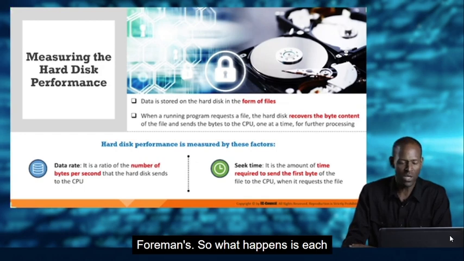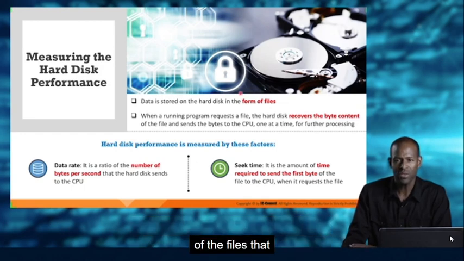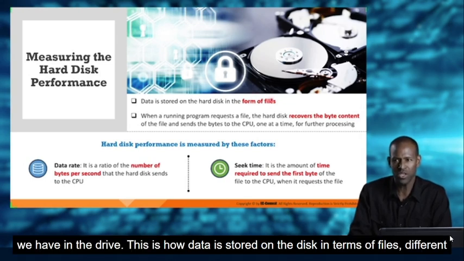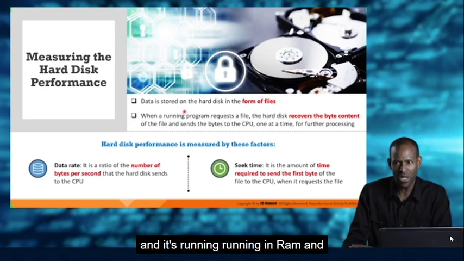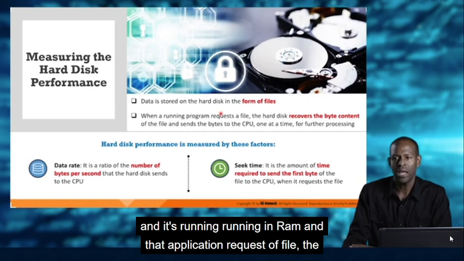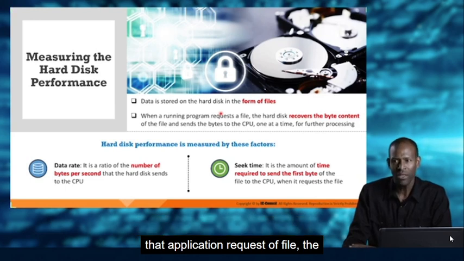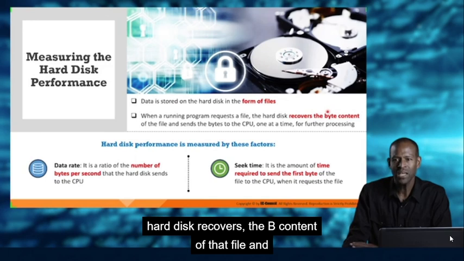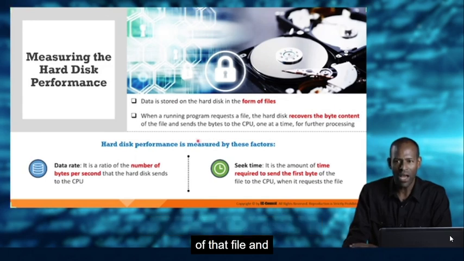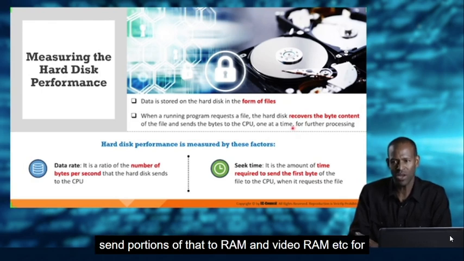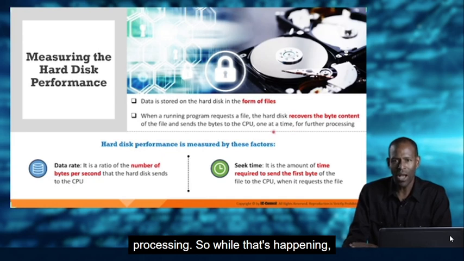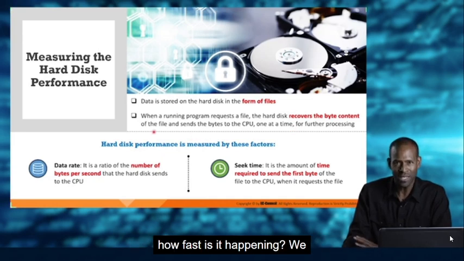So what happens is, this is how data is stored on the disk in terms of files, different file types, etc. If you have an application running in RAM, and that application requests a file, the hard disk recovers the byte content of that file and sends it where? To the CPU, one byte at a time for further processing. And then the CPU will send portions of that to RAM and video RAM, etc., for processing. While that's happening, how fast is it happening, we might want to ask.